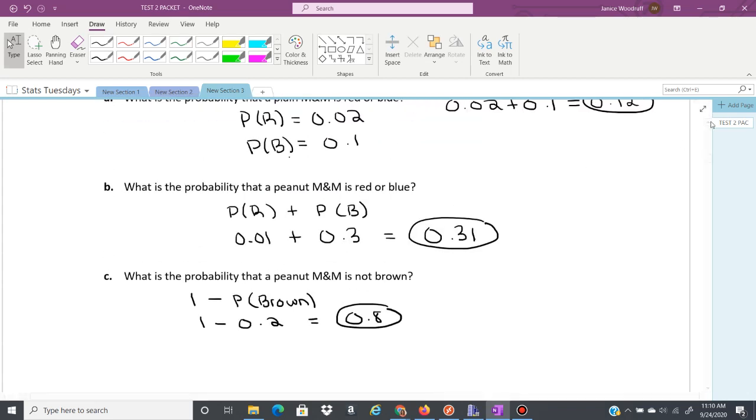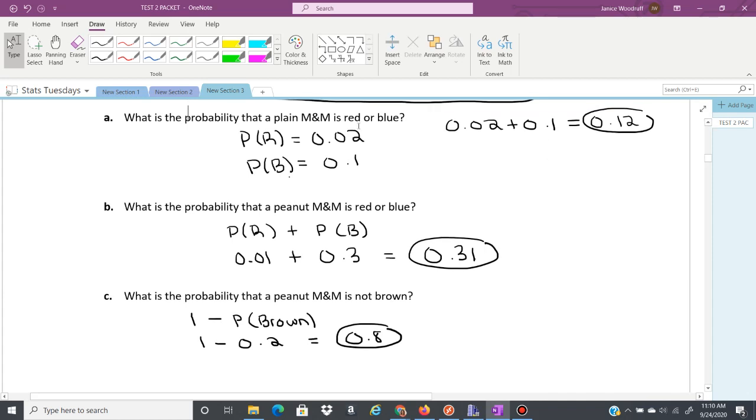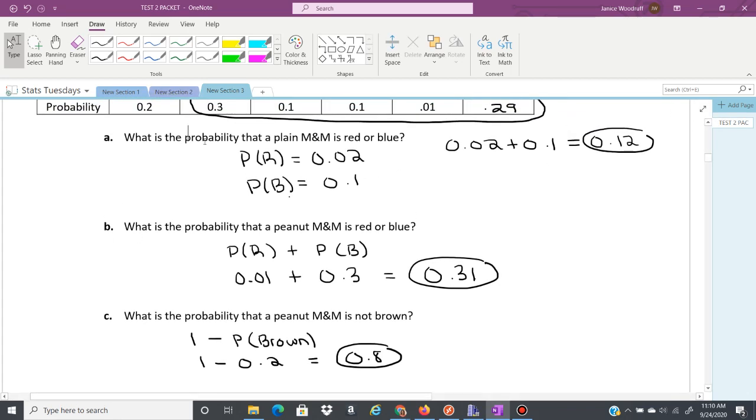And that should be it for 4.1 and 4.2. We're going to go into the marginal probability a lot more when we go to 4.3, but this is just kind of an introduction to it for now.